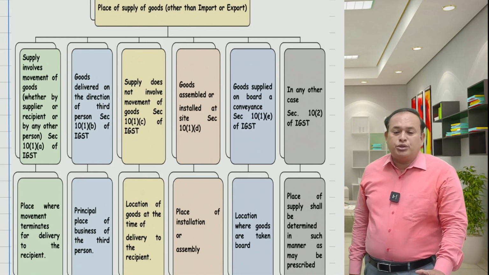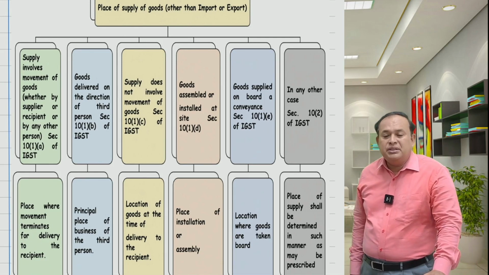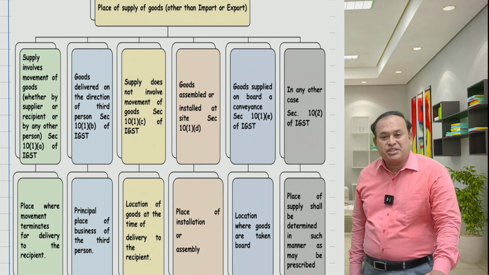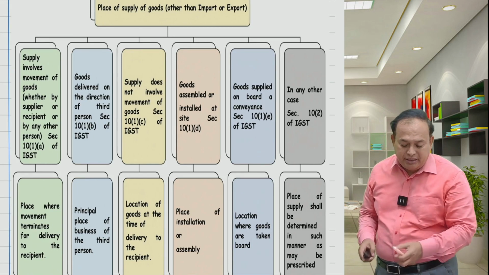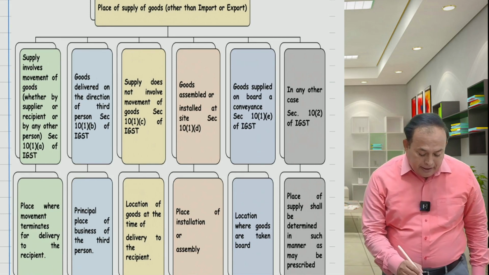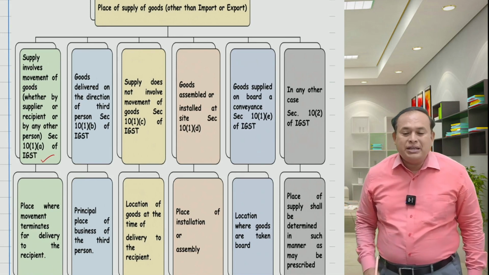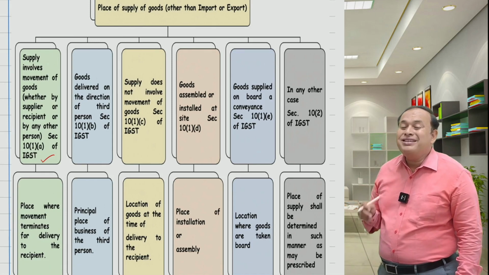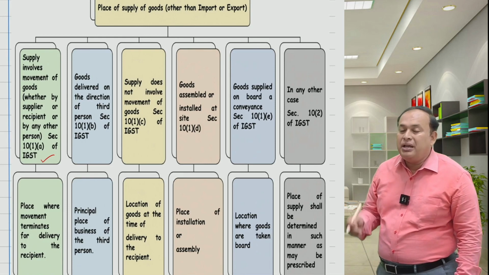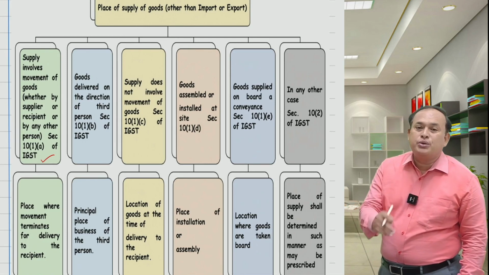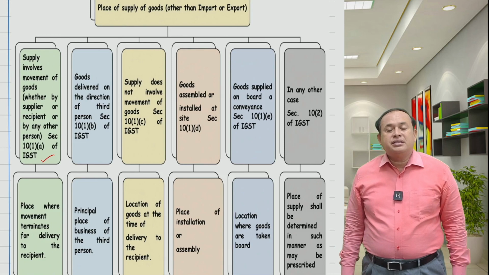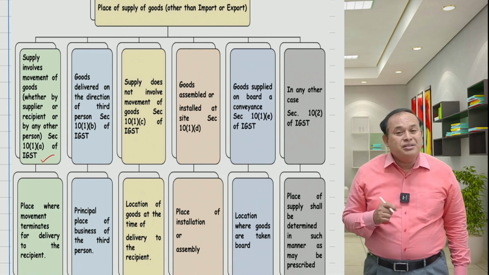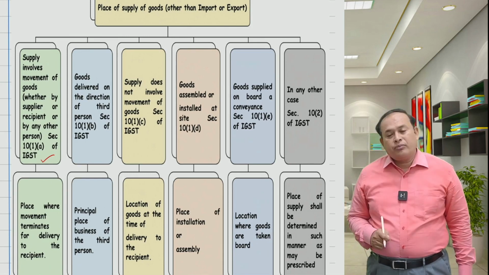Now, first and foremost, place of supply where supply involves movement of the goods. Section 10, subsection 1, clause A. In the given case, what is the place of supply? Supply involves movement of goods. In the given case, place of supply is where the movement of the goods terminates.